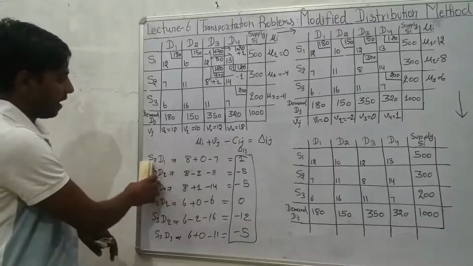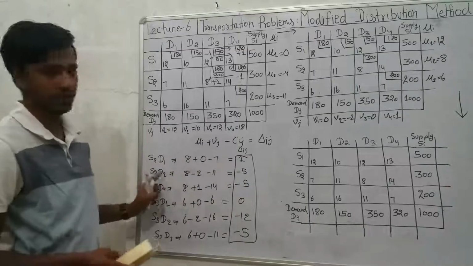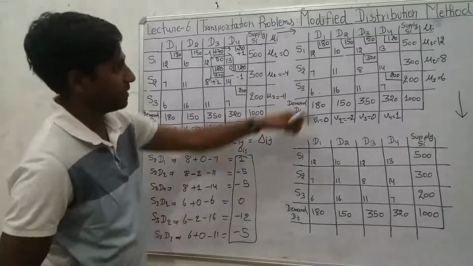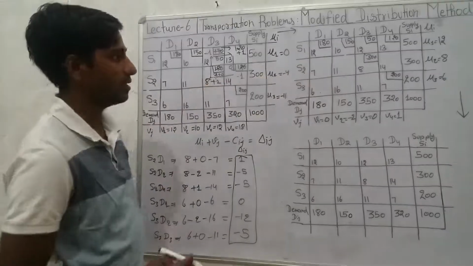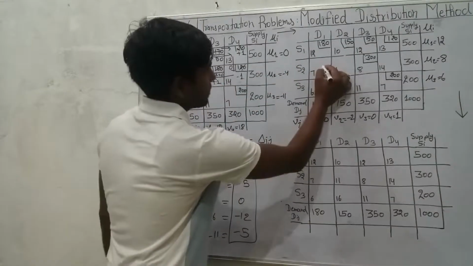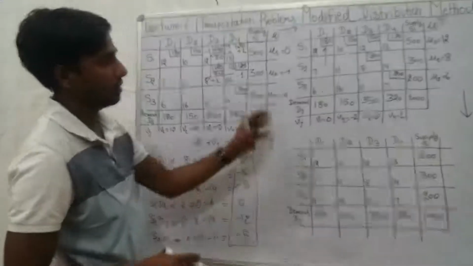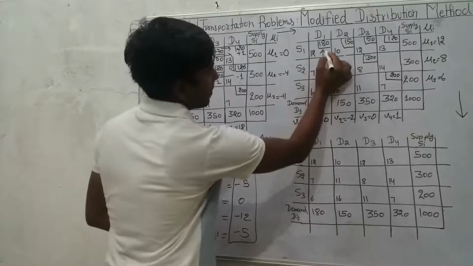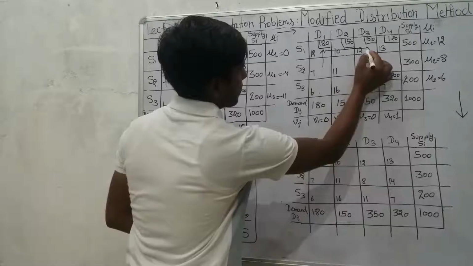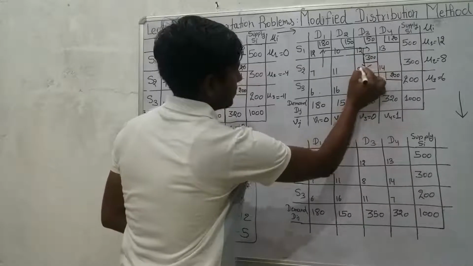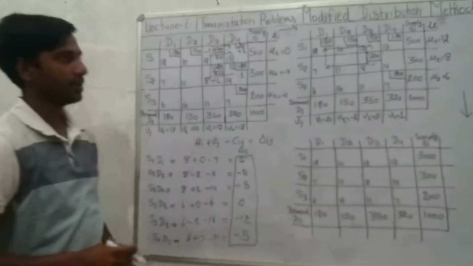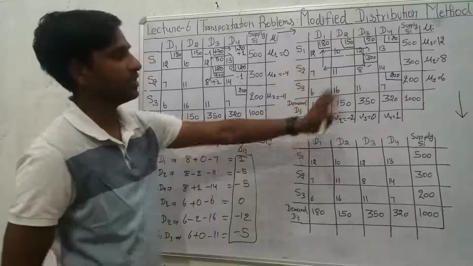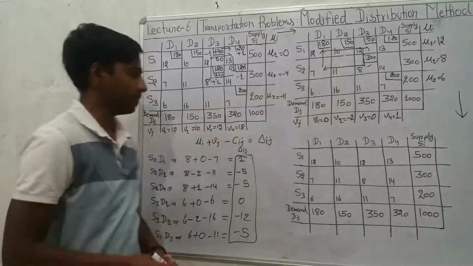Select the empty cell with the highest opportunity cost, that is S2D1. And allocate units into this cell. For this, what we need to do first is trace a closed loop, or formulate a closed loop. Start from here, go here, come back here, and this is the closed loop. So just go and revise the rules of tracing a closed loop, and you will be able to trace this loop.